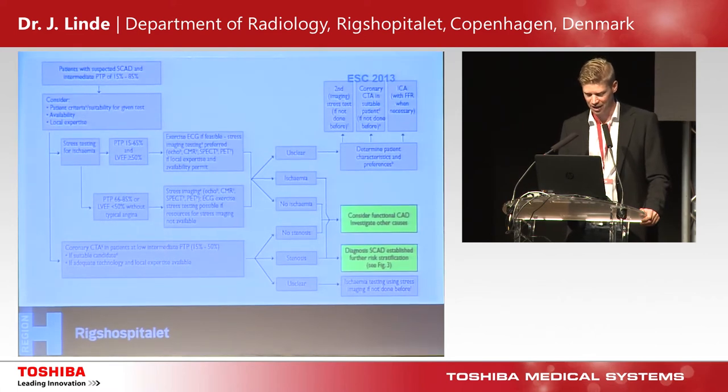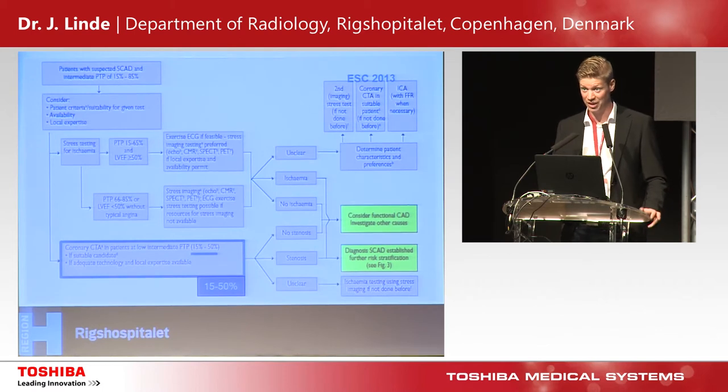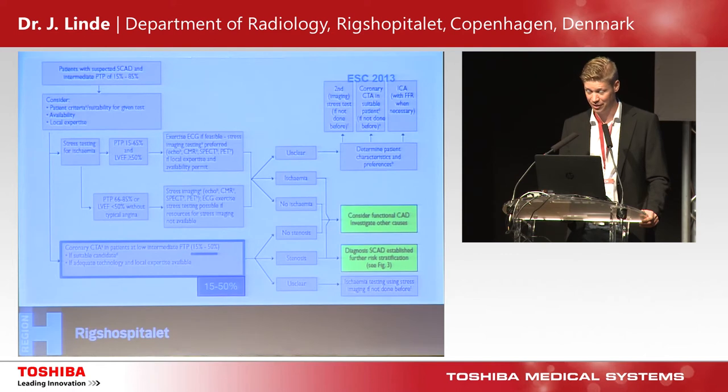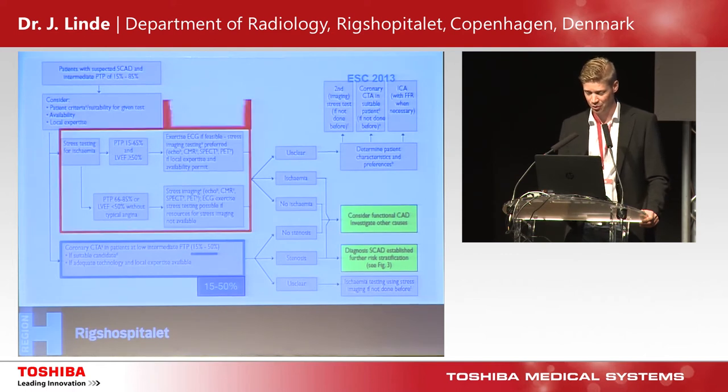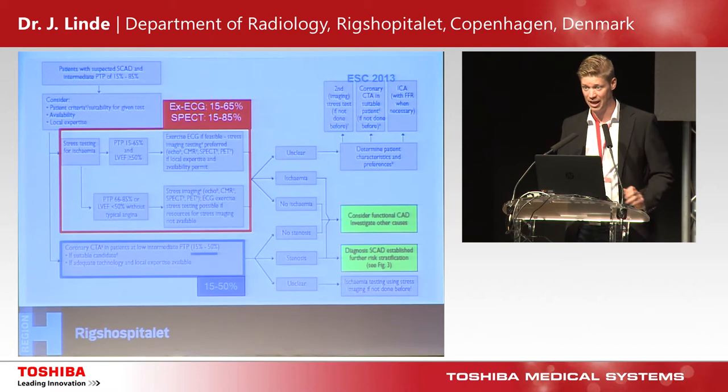So, back to the guidelines here. We know that cardiac CT at the moment is only indicated for patients with a probability of 15 to 50%, whereas in comparison, the exercise test goes up to 65%, and the SPECT examination is indicated for the entire intermediate range. With CT perfusion, when the evidence is there, we believe that we could expand the range and the indication range for cardiac CT.